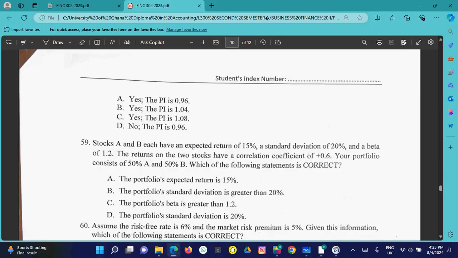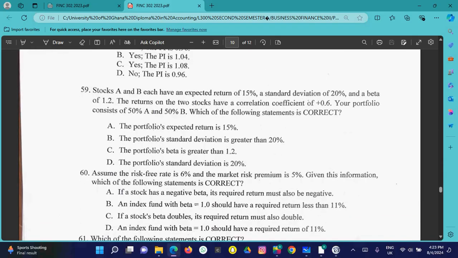So now, question 59. Stocks A and B each have an expected return of 15%, a standard deviation of 20%, and a beta of 1.2. The returns on the two stocks have a correlation coefficient of 0.6. Your portfolio consists of 50% of A and 50% of B. Which of the following statements is correct?